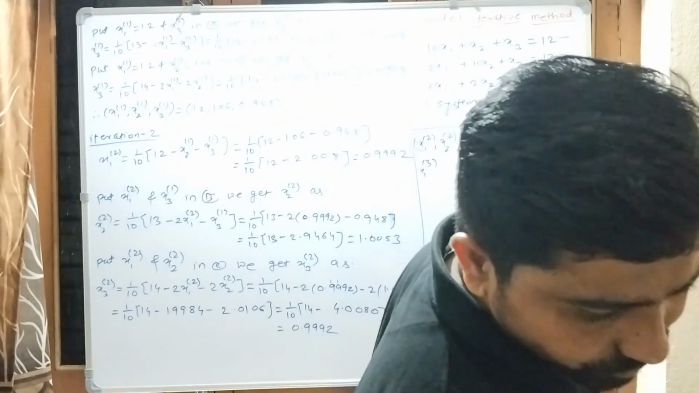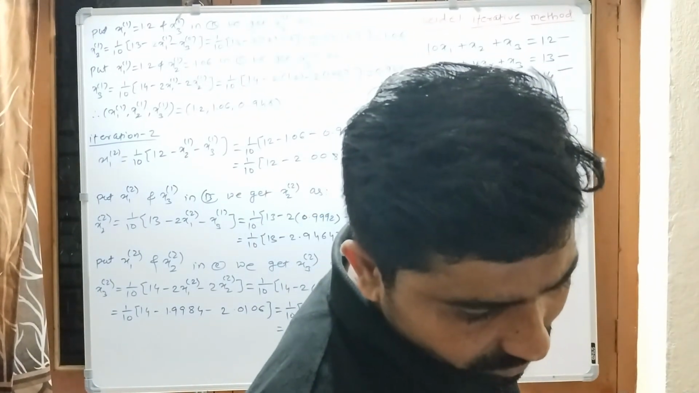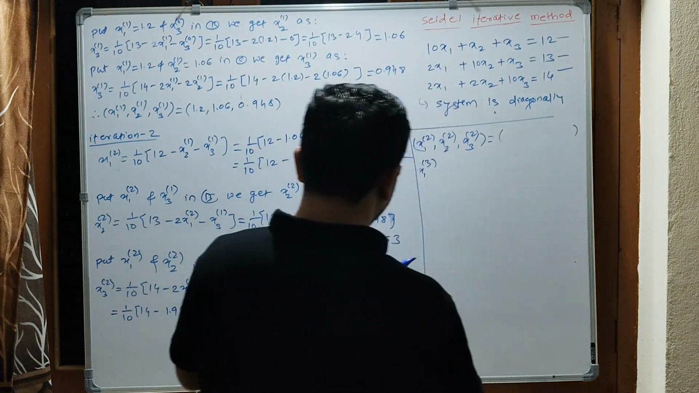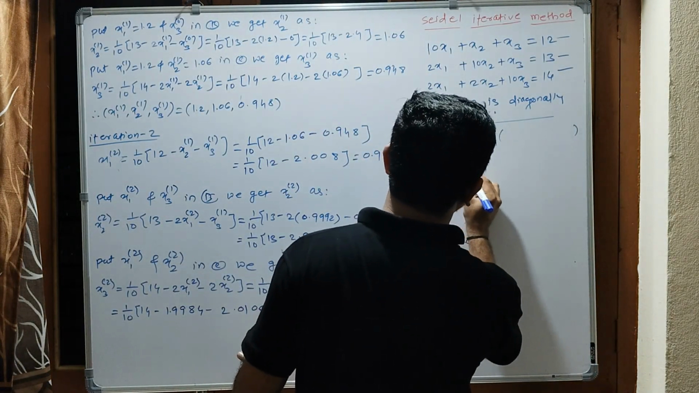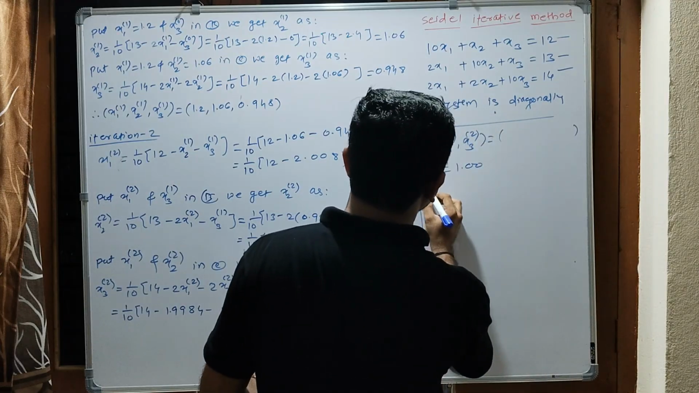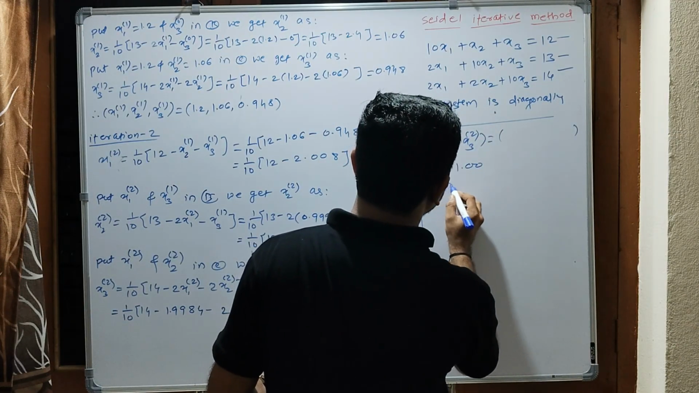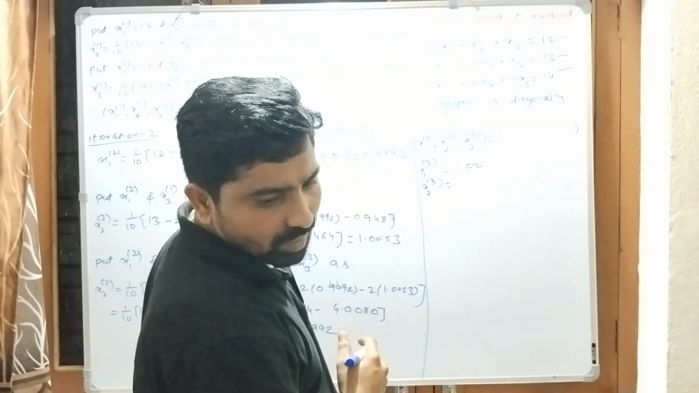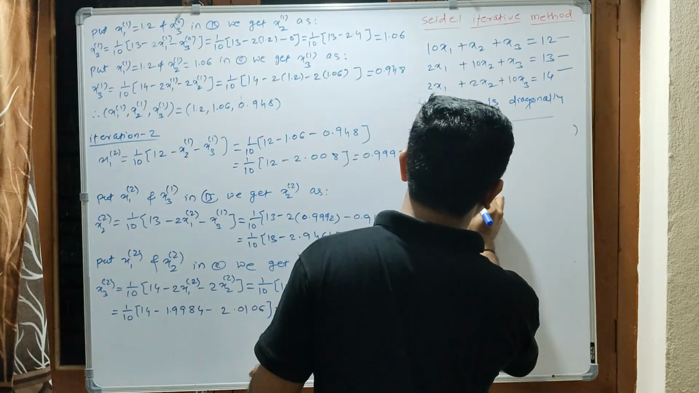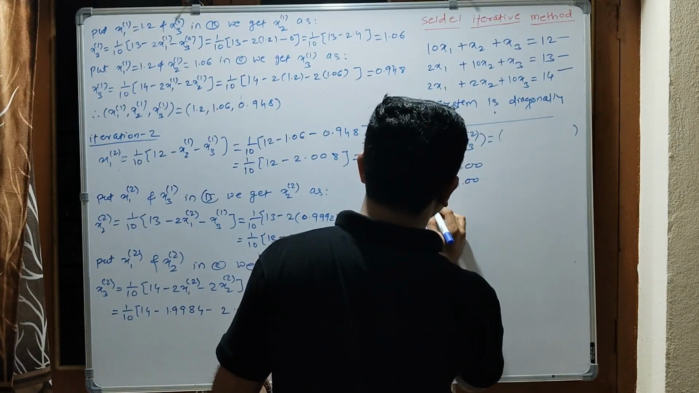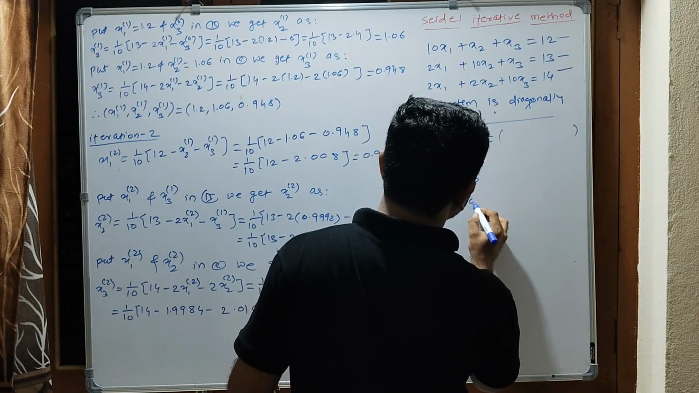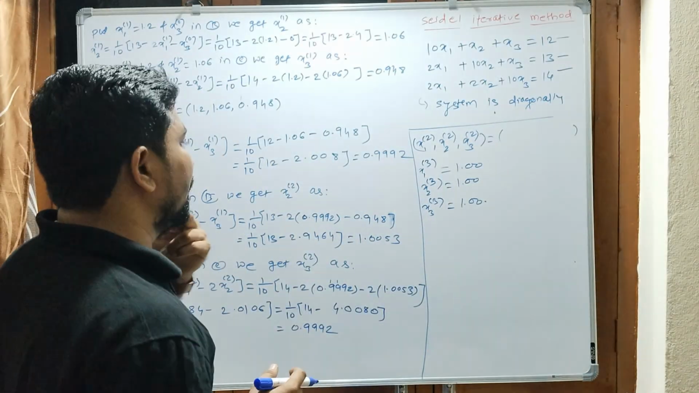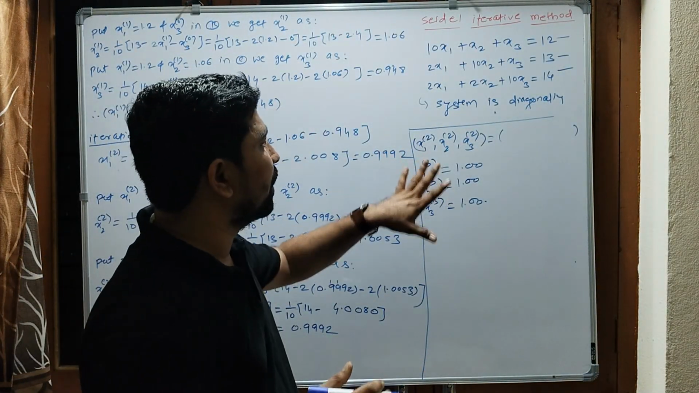So here I got x1 at 3, you can calculate at home. I got this value as 1.00, and x2 at 3 is again 1.00, and x3 at 3 also 1.00. You can calculate at home. So this is the approximate answer.